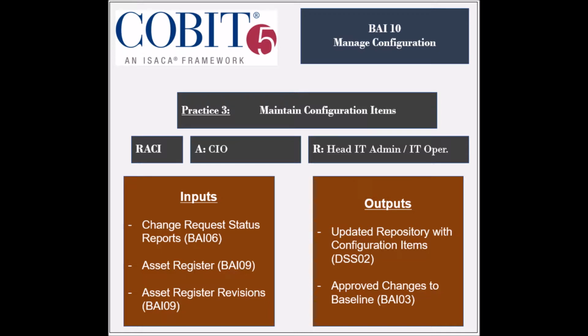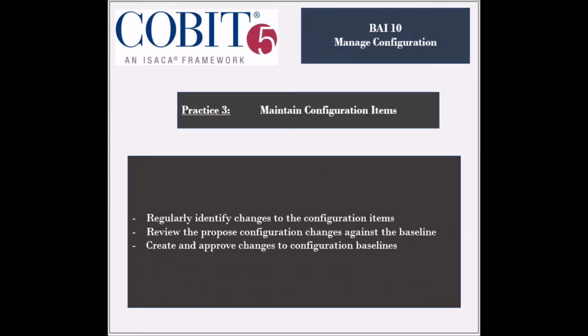It generates 2 outputs, which are the updated repository with configuration items to be used by the DSS2 process, and the approved changes to baseline to be used by the BAI3 process. The activities involved in this practice include identifying the changes to configuration items on a regular basis, and reviewing any proposed changes against the baseline. The configuration details should be updated for the approved changes, and the baseline itself should be approved for changes if needed.